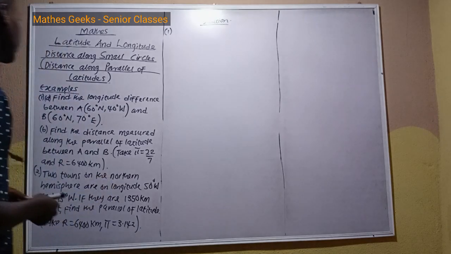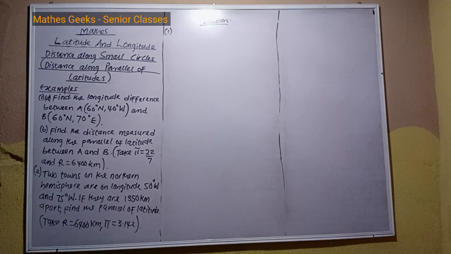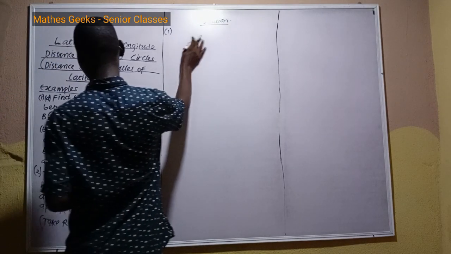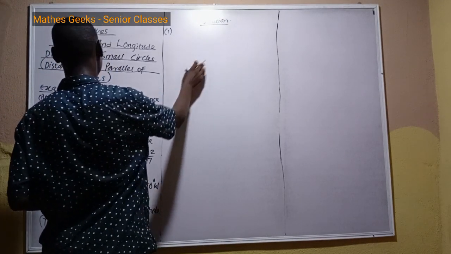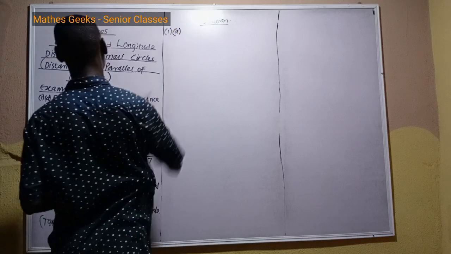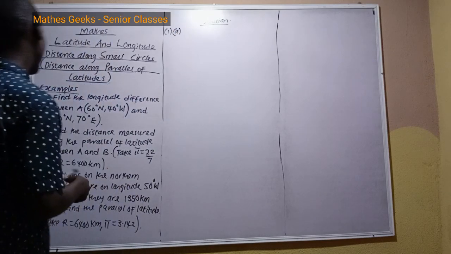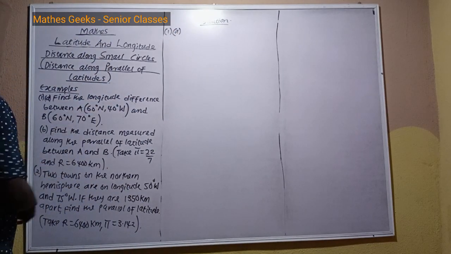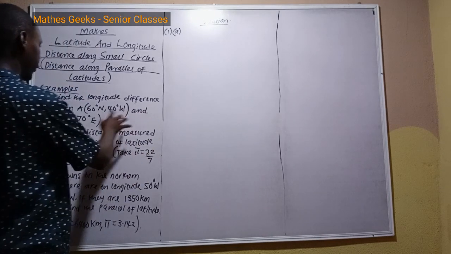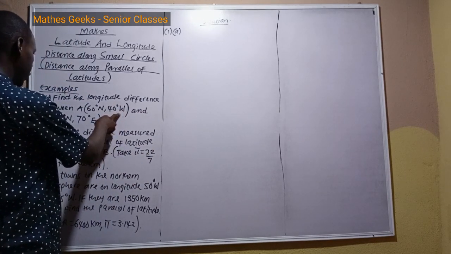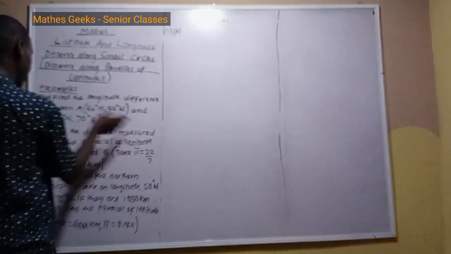Find the longitude difference between A (60 degrees north, 40 degrees west) and B (60 degrees north, 70 degrees east). B. Find the distance measured along the parallel of latitude between A and B. I'm not going to draw the diagram. Since the two points are on latitude 60 degrees north and not on the same side of the globe, point A is on the west and point B is on the east.